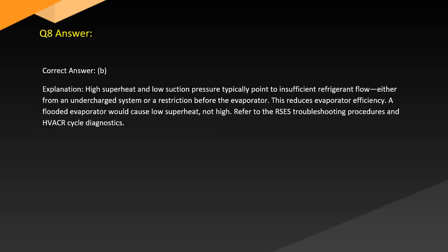Answer. Correct answer, B. Explanation. High superheat and low suction pressure typically point to insufficient refrigerant flow, either from an undercharged system or restriction before the evaporator. This reduces evaporator efficiency. A flooded evaporator would cause low superheat, not high. Refer to the RSA's troubleshooting procedures and HVACR cycle diagnostics.